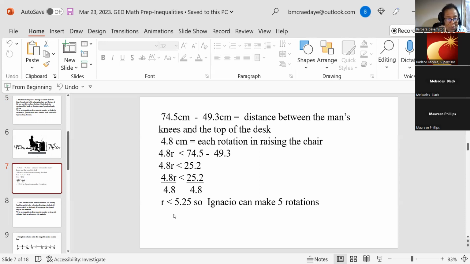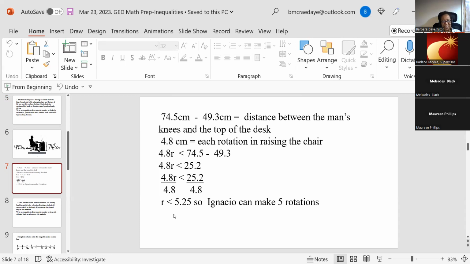I'm saying I don't understand why we take away the 0.25. Because when you rotate, a full rotation is 4.8. You can't make a quarter of a rotation. Okay, got you. You can't make half of a rotation. You either make a rotation or you don't make a rotation. Got it? Yes.